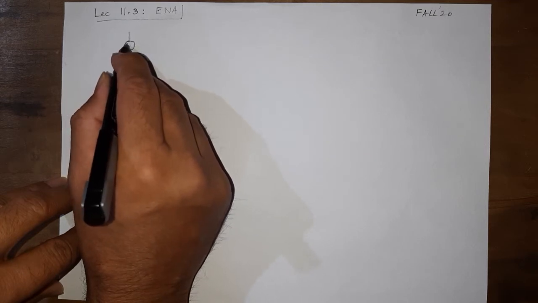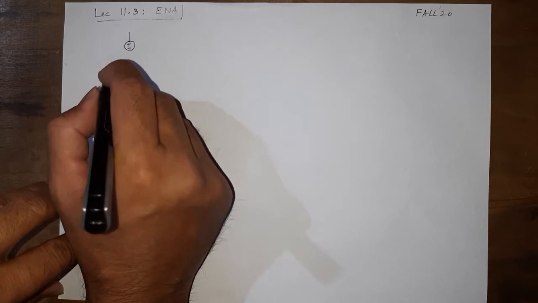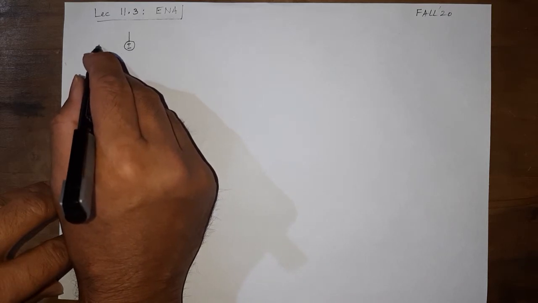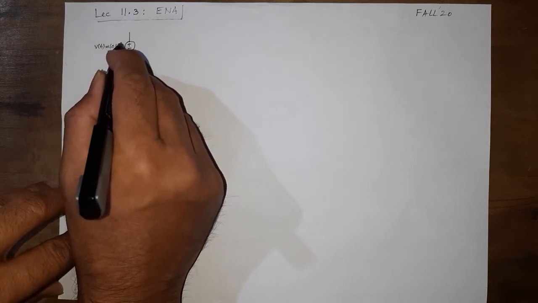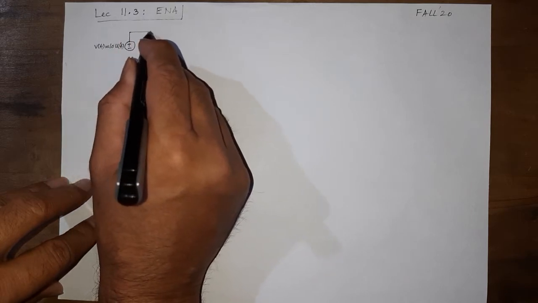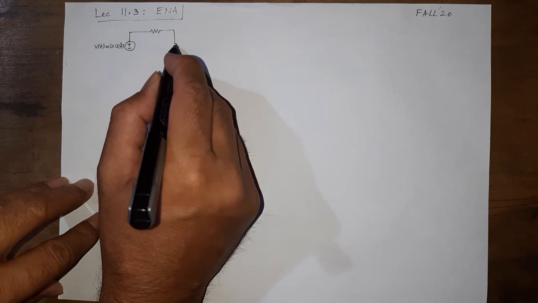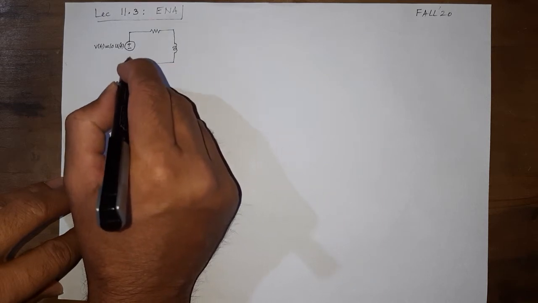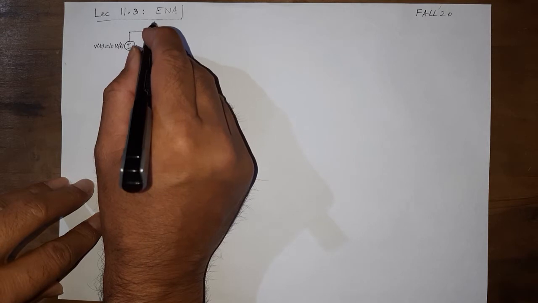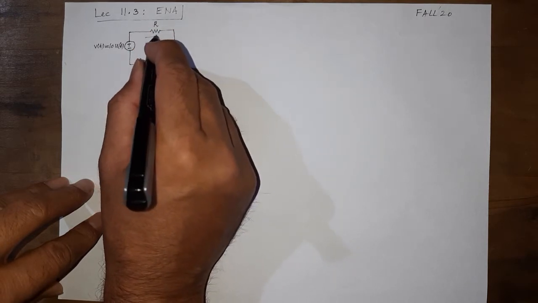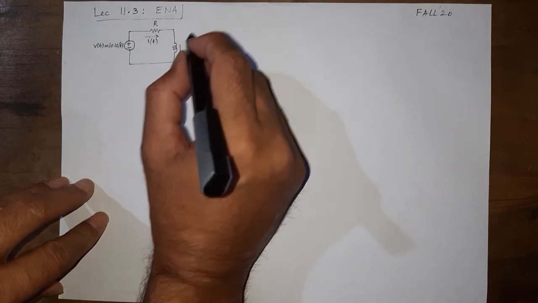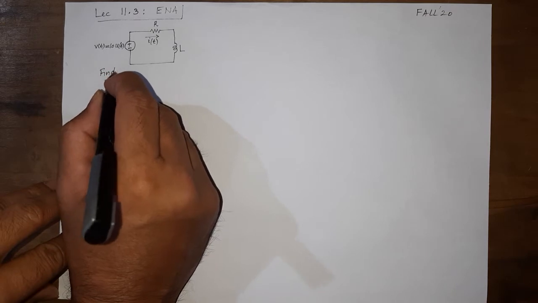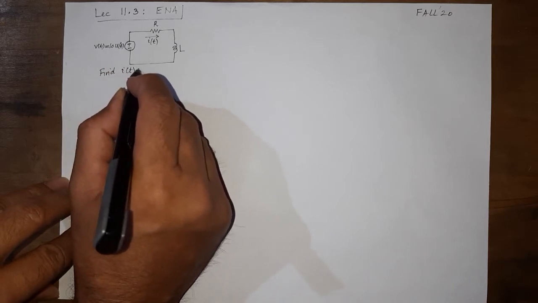So suppose we have a DC source, a voltage source that is 10 u(t), and we have an RL circuit, and our objective is to find this current i(t).